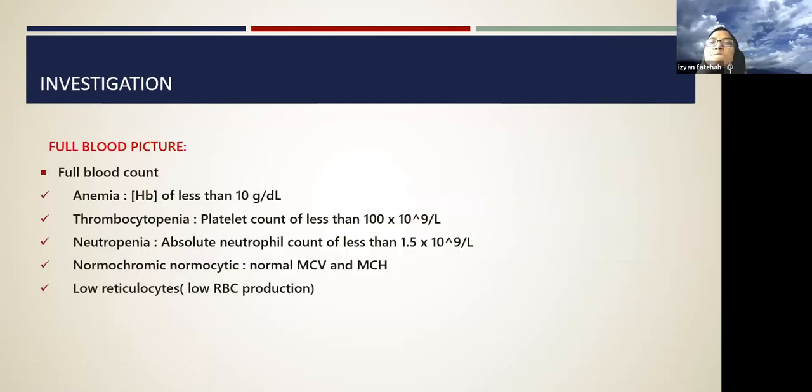Okay, next. For investigation, we should do a full blood picture if aplastic anemia is suspected. In the full blood count result, the patient may have anemia with low hemoglobin less than 10 gram per deciliter, thrombocytopenia, and neutropenia, and it is a normochromic normocytic type of anemia with normal MCV and MCH. There is also low reticulocyte count, which indicates that there is low red blood cell production. Okay, move on to the next slide.